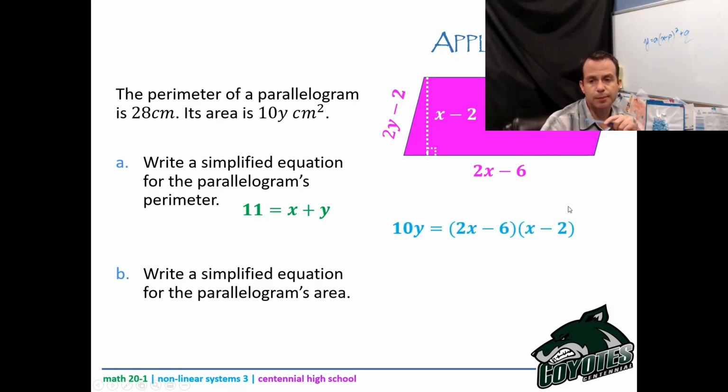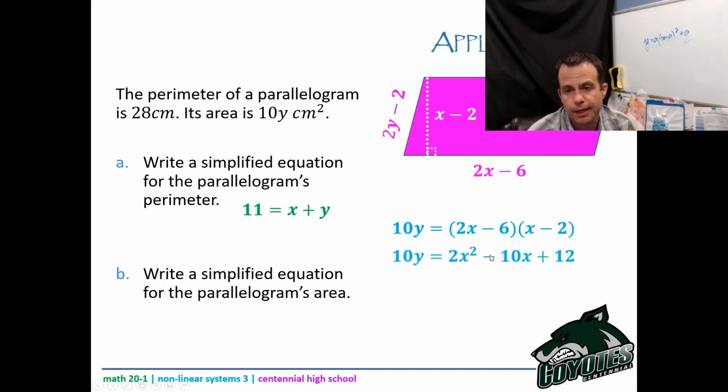Now I multiply that out. 2x times x is 2x squared. 2x times negative 2, I'll have negative 4x, and negative 6x. So when I combine that, that'll be negative 10x. And then negative 6 times negative 2 is 12. So I've got 10y equals 2x squared minus 10x plus 12. Again, I want to make my numbers as simple as possible, so I can divide everything by 2 to make those a little smaller. So 5y equals x squared minus 5x plus 6.